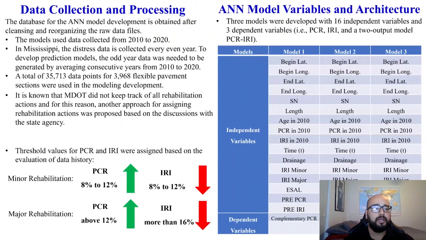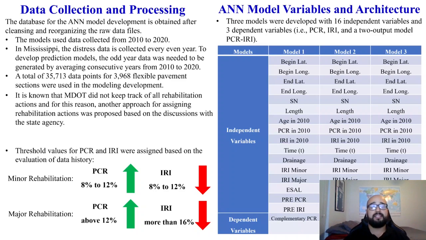The data collection started using data collected from 2010 to 2020. However, in Mississippi, the distress data is collected every even years. So for this reason, the odd years were generated by averaging consecutive years. A total of almost 36,000 data points and 4,000 flexible pavement sections were used in the model development.